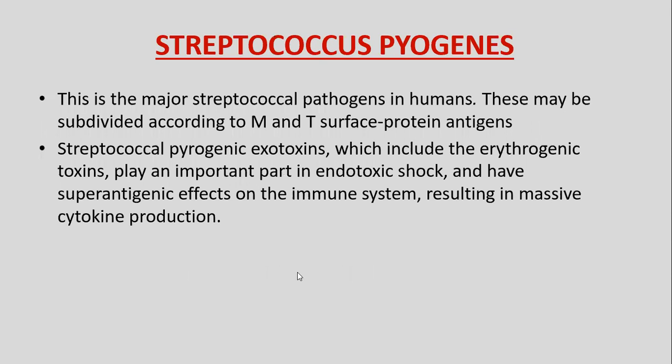Then Streptococcus pyogenes. Streptococcus pyogenes is the second most important gram-positive cocci and is one of the major streptococcal pathogens in humans. It is mainly subdivided by M and T surface protein antigens. The streptococcal pyrogenic exotoxins, which include the erythrogenic toxin, play an important role in toxic shock, and superantigen effects on the immune system result in massive cytokine production.